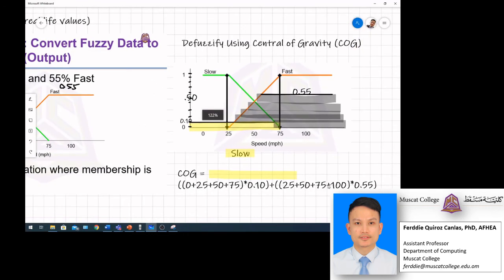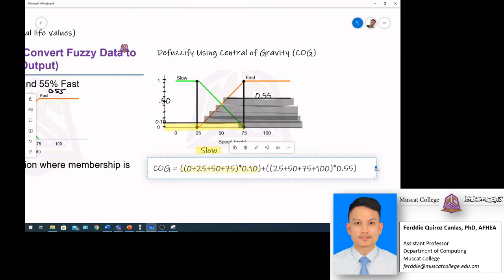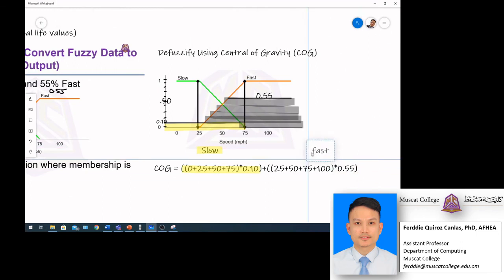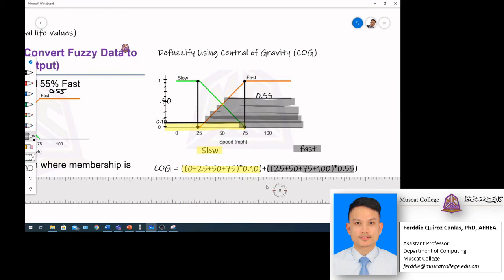So let me just highlight this. I hope you could see what I'm doing here. So this is for the fast. Please look at this. Let me highlight the values for the fast. So all of this would be for the fast. Finished? Not finished yet. We have to divide it by the total number of weights.